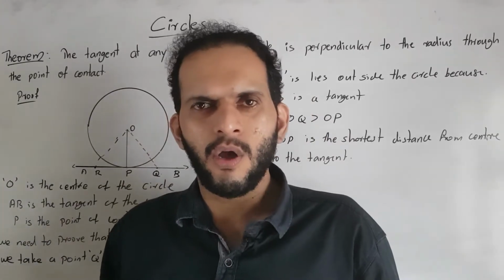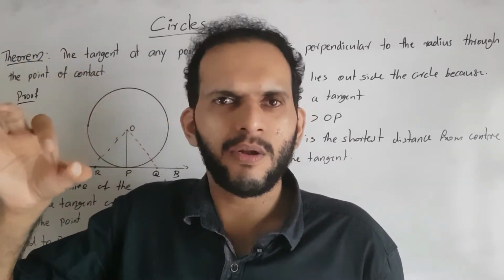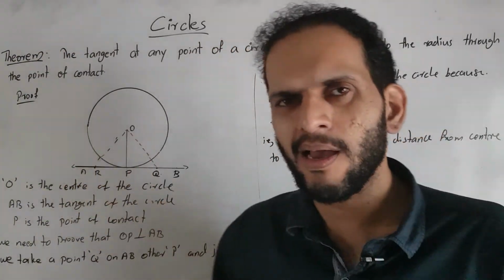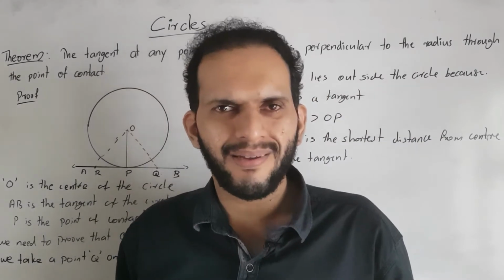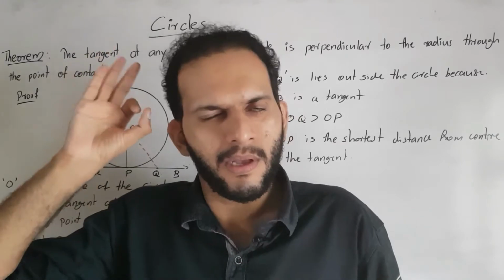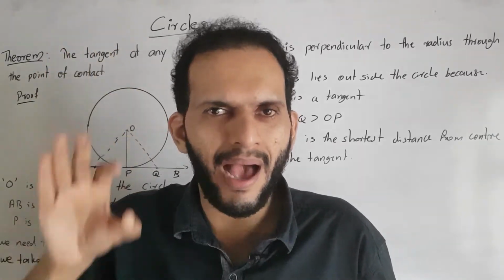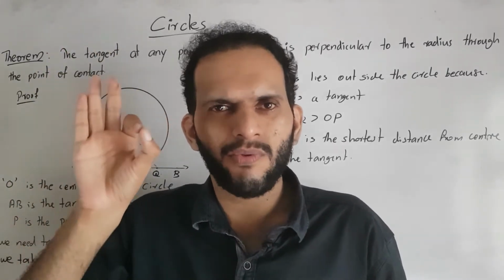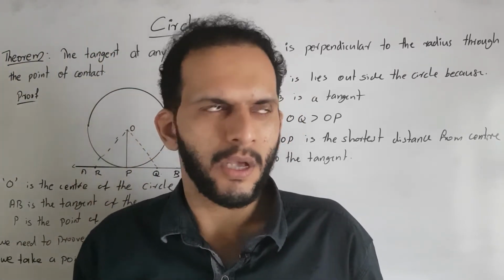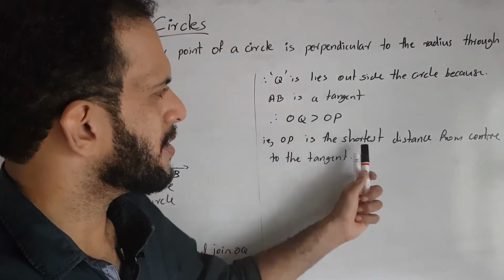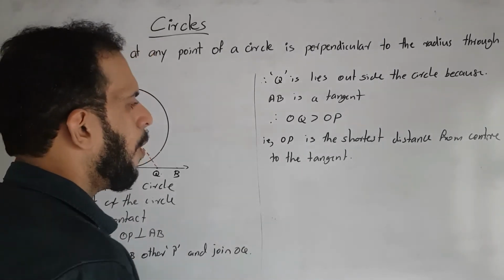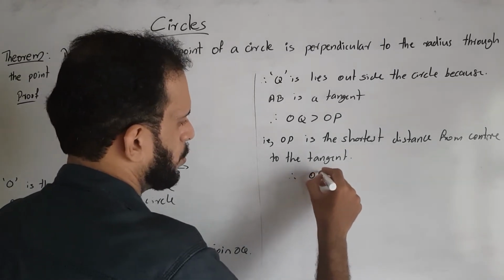The shortest distance from the center to the tangent AB is OP. Here, what is the distance? What do we consider as the distance from a point to a line? The distance from a point to a line is the shortest, perpendicular line. Correct? It is the shortest and perpendicular. So here we got it. OP, the shortest distance from the center to the tangent, what does it mean? Therefore OP is perpendicular to AB.